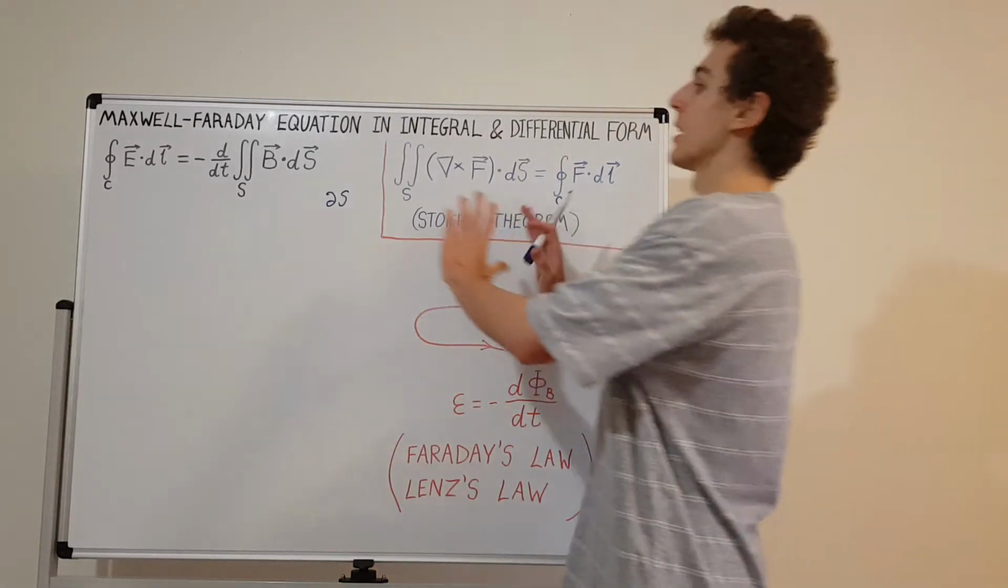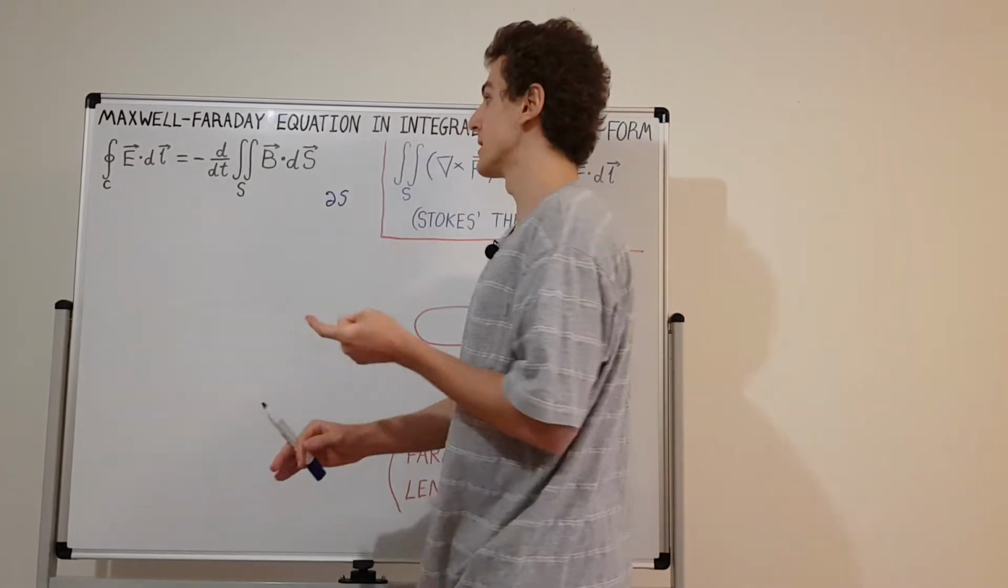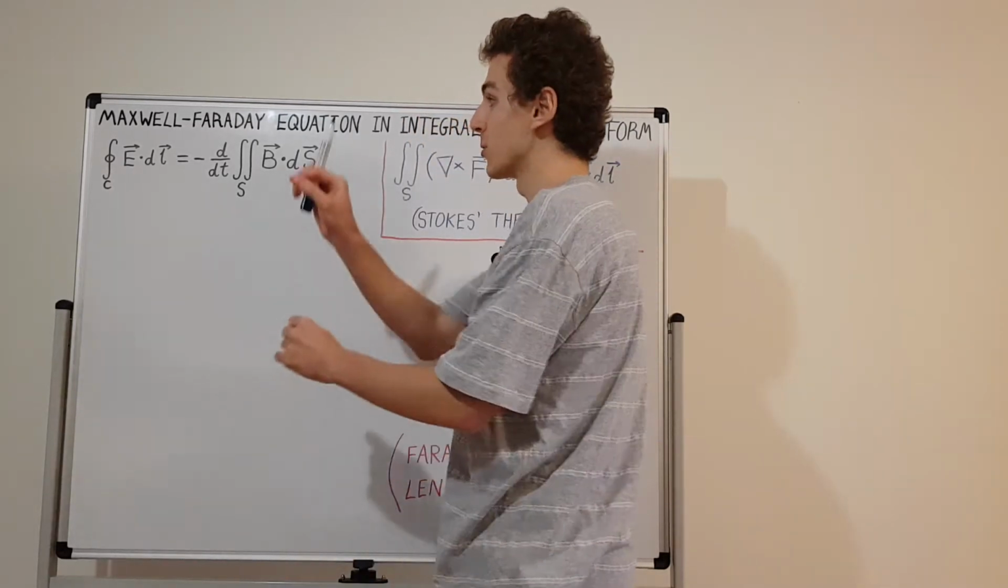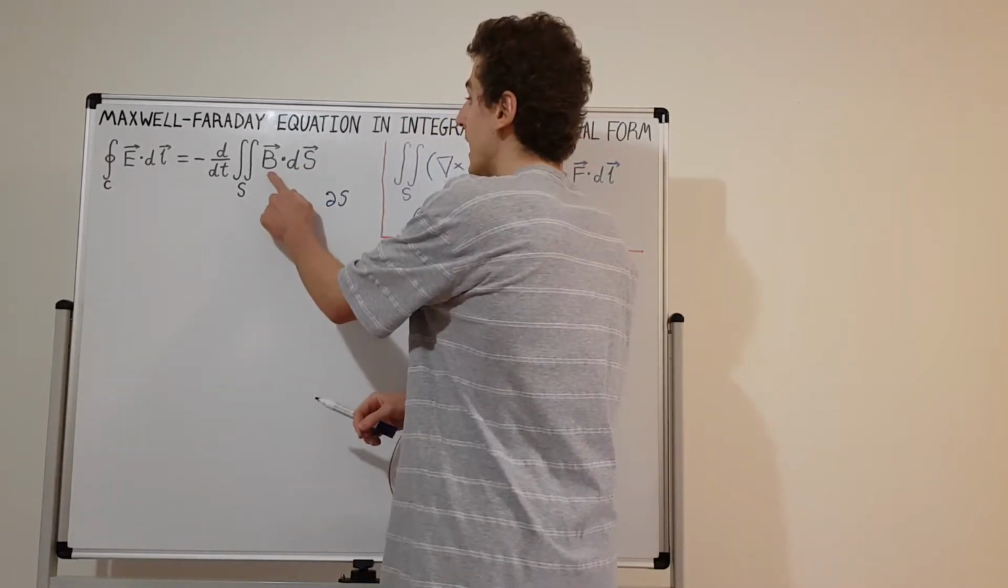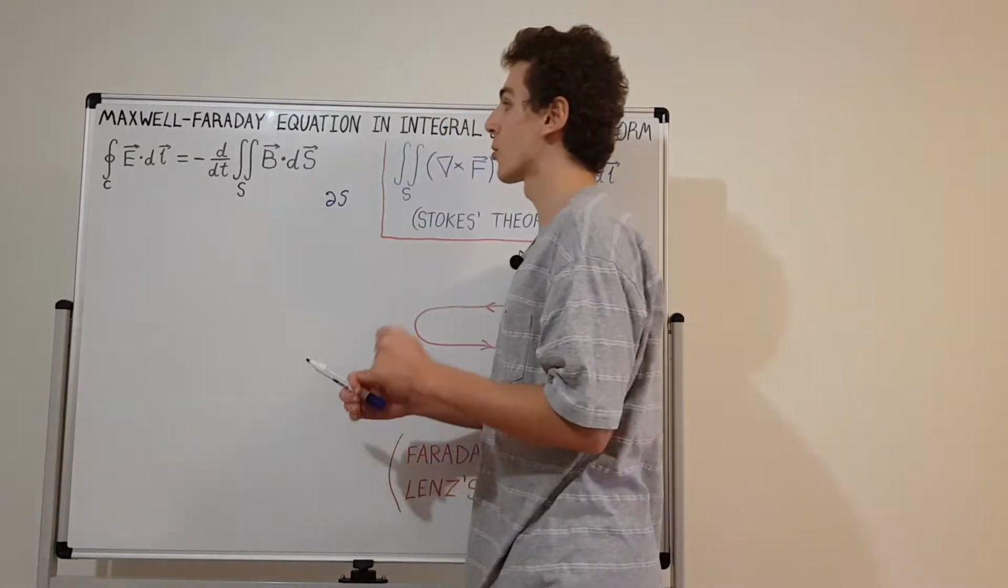So let's have a look again at this integral form. What do we have? We have vector quantities. E, the electric field, is a vector quantity. It has a little arrow above it. B is the magnetic field. The B field is the magnetic field. Again, it's a vector quantity.